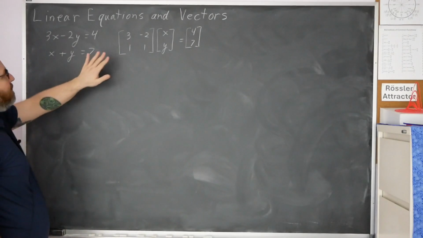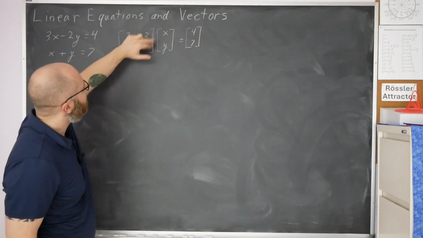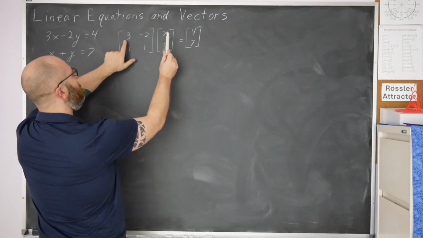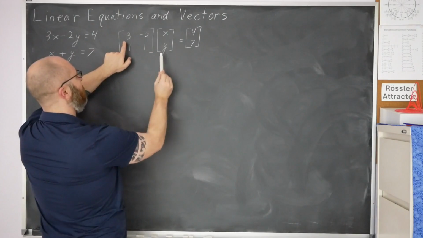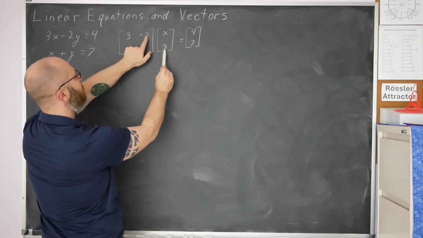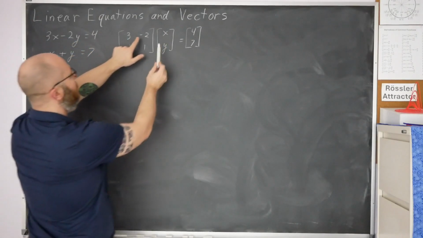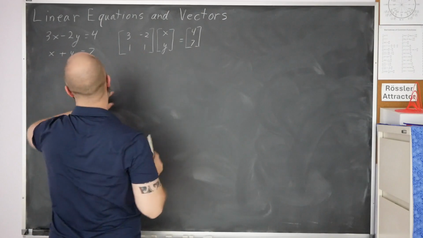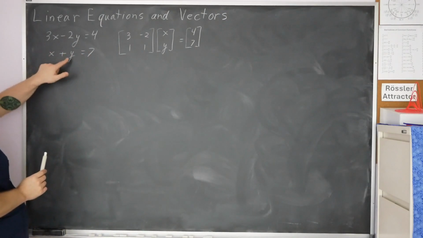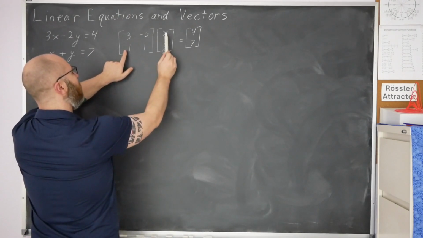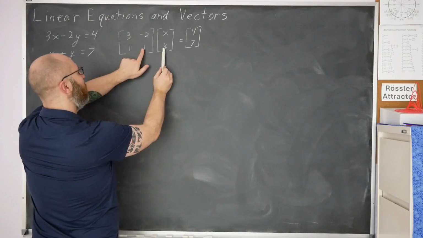All right, and remember how this works. When I multiply a matrix times a vector, it's this really compact way to write these equations. So the top one is row 1 times column 1. So we get 3 times x plus negative 2 times y. So there's my 3x minus 2y equals the top row 4. In the bottom row, I've got 1 times x plus 1 times y equals 7. So bottom row times the vector, I get 1 times x plus 1 times y equals 7.